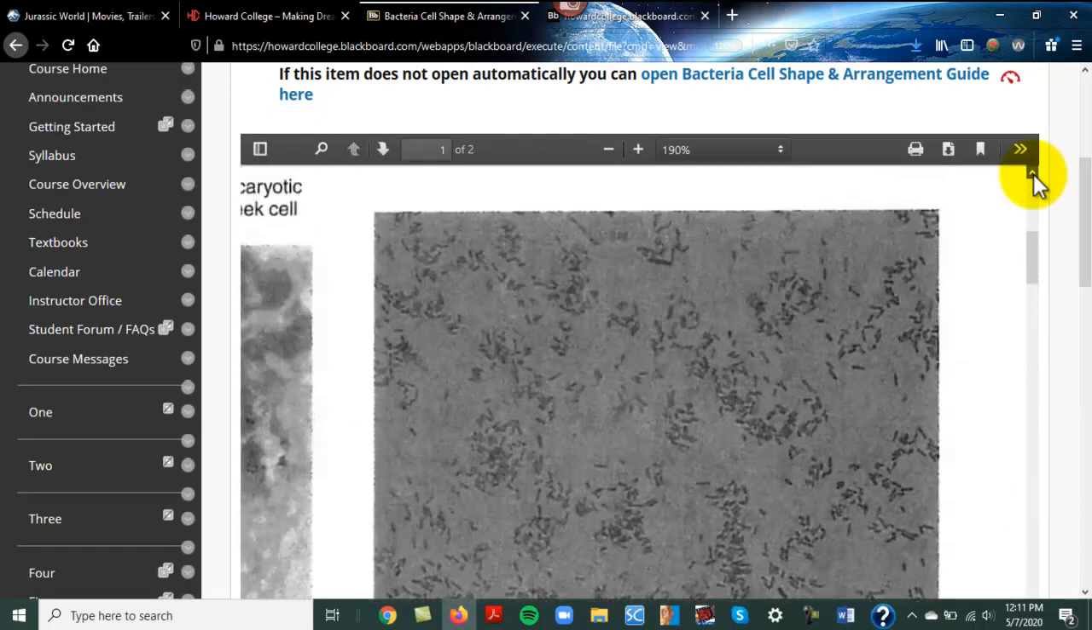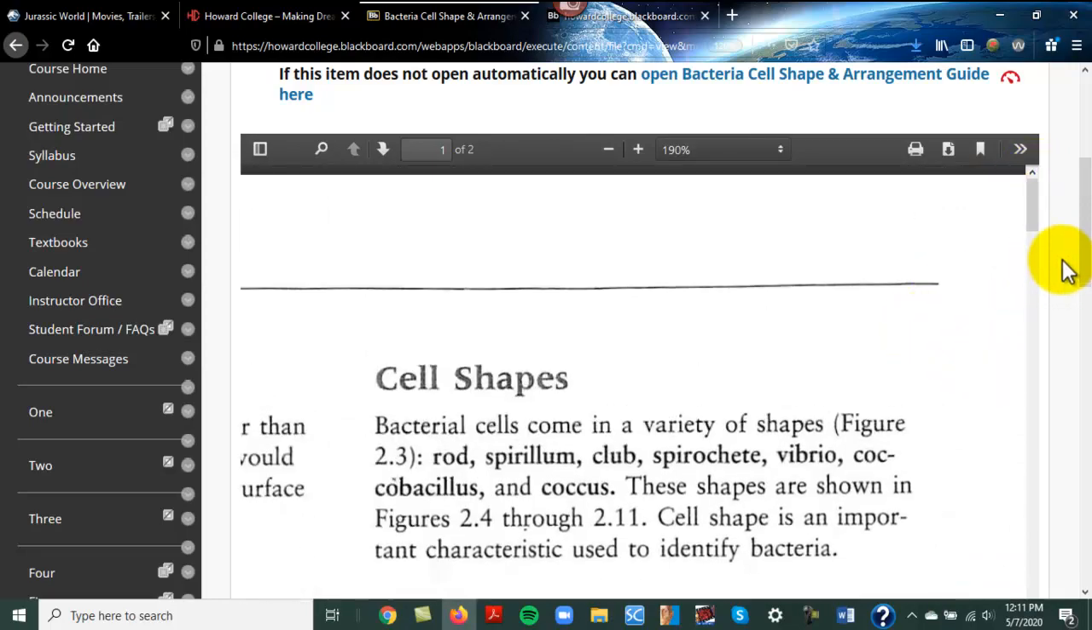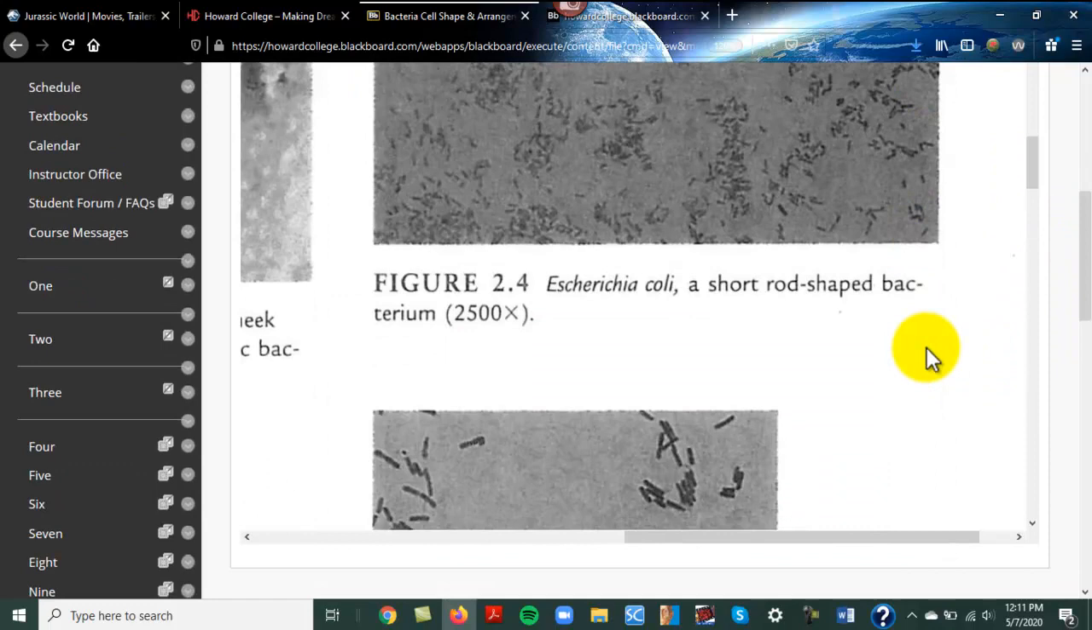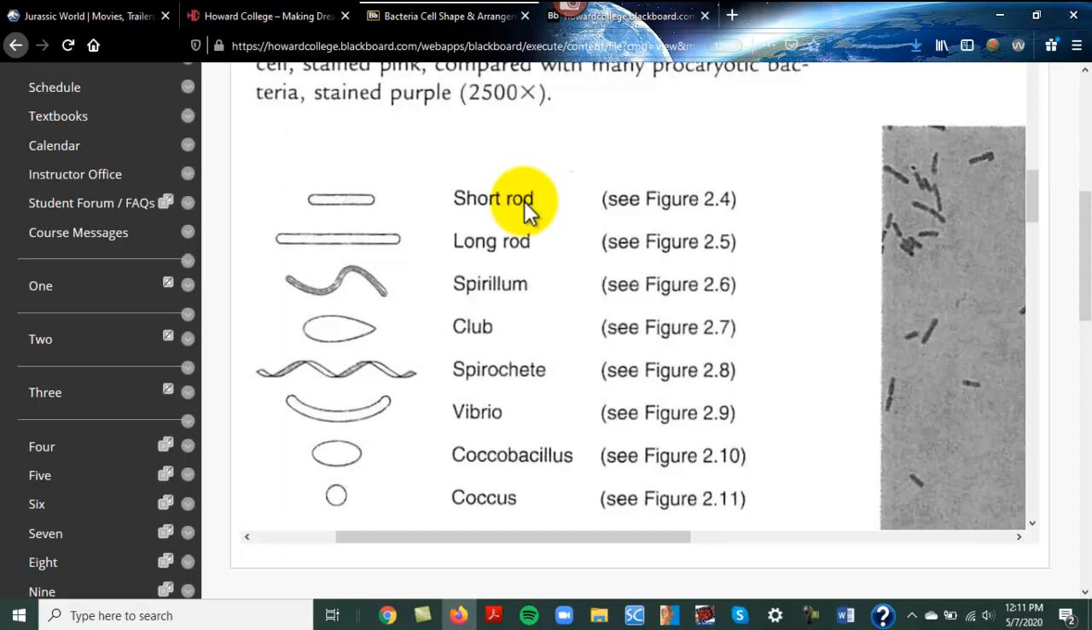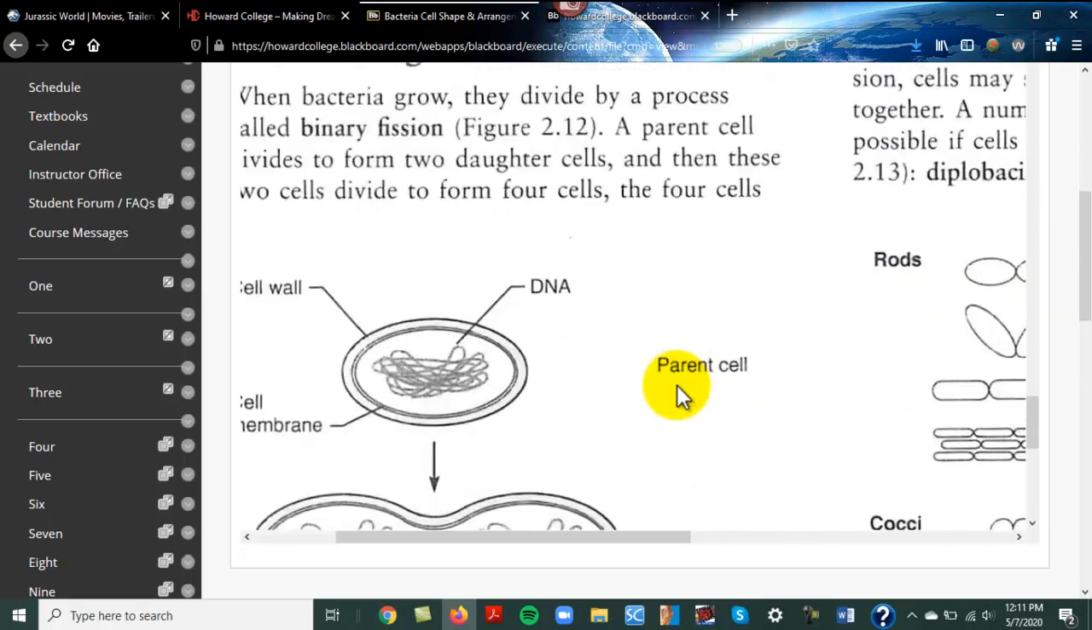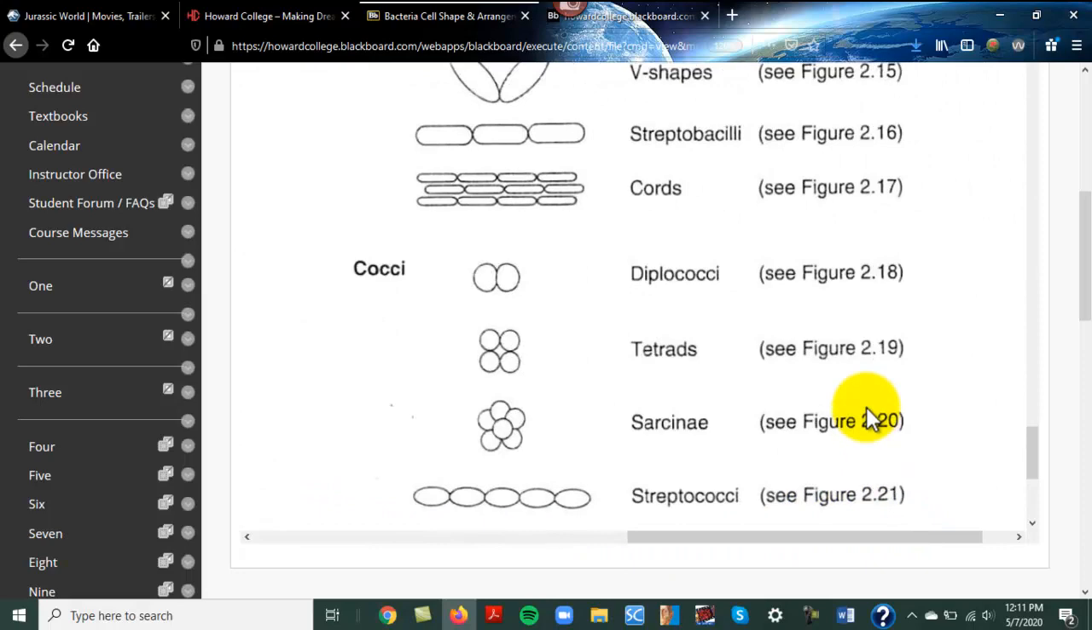Well, there are three basic shapes, and I wanted to have this up just to show you. So it has short rod. Basically you have rod shaped and then you have circle shaped. I know some of these, like Coccobacillus, we're not really going to deal with that much, but here's Coccus or Cocci, circle shaped. Bacillus are rod shaped. This is a Spirillum. This is club, narrow on one end, swollen on the other. This is called spirochete, ribbon shaped. Vibrio are comma shaped. And then down here on the second part are the arrangements.